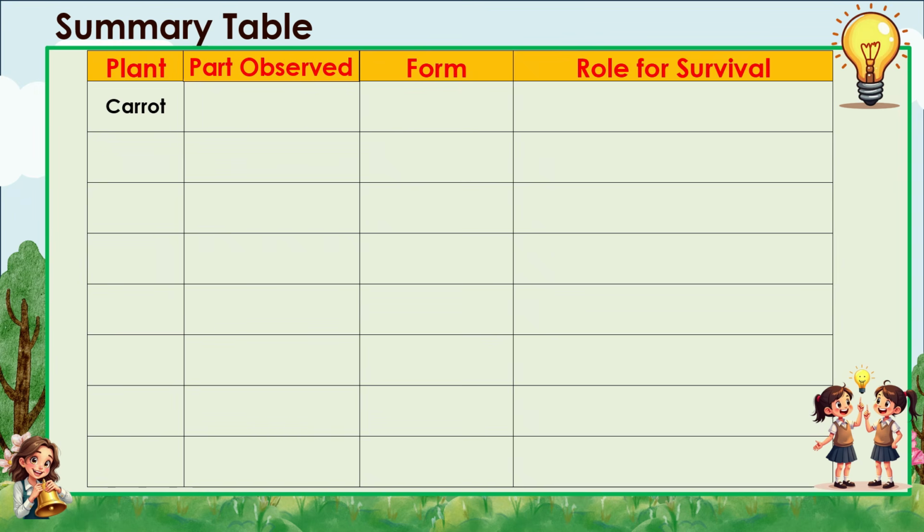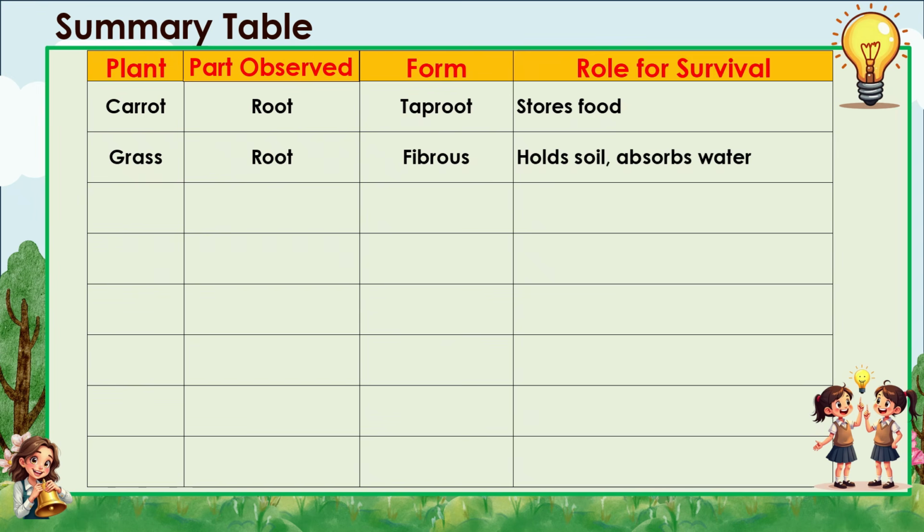For summary table, we have the carrot. The part observed is the root. The form is, it is a taproot. Role for survival, stores food. Our next plant is grass. The part observed is root. The form, fibrous root. It holds soil and absorbs water.